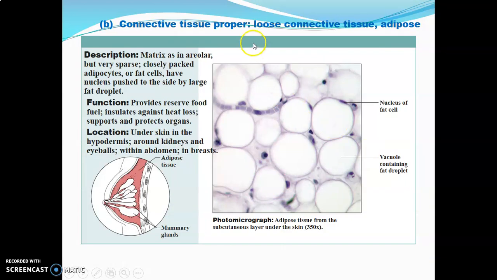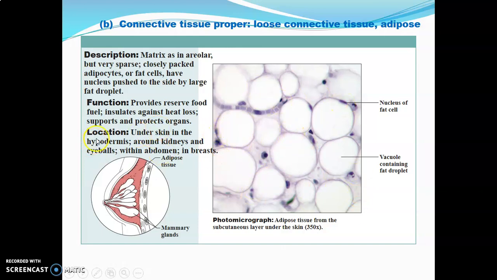So then we go to adipose. We have already talked about this. We said it insulates, so it protects against heat loss and it protects organs. It's around the heart. Again, clear cell doesn't take up stain, pushes the cytoplasm to the edge, and the nucleus is flattened at the edge. So this is adipose.